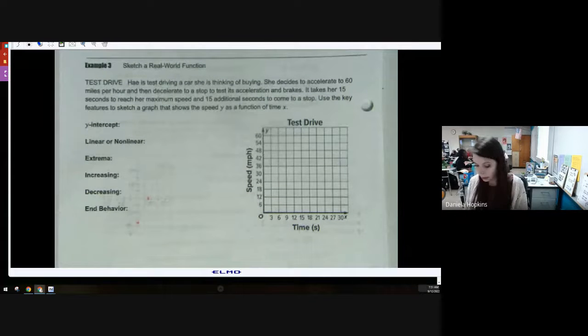I'll give you one real world situation. I actually almost think these are easier. It's more reading, but I do think they're more straightforward a lot of times. So this one's about a test drive.